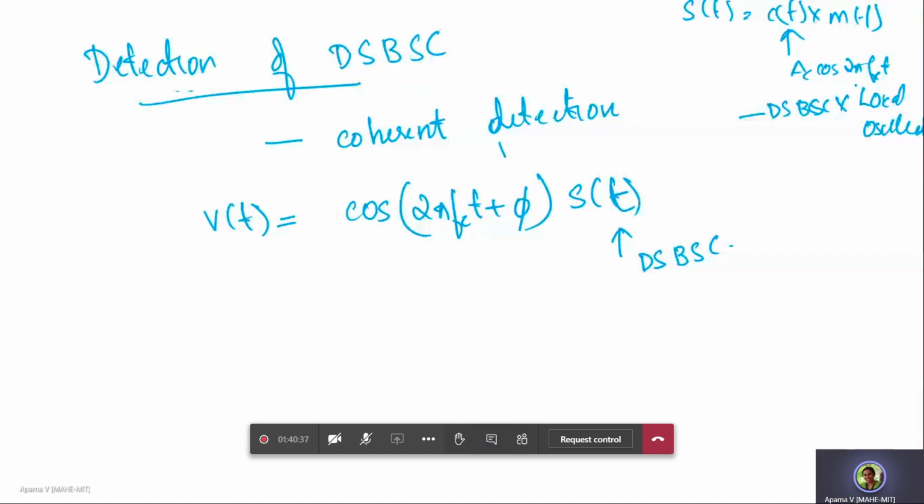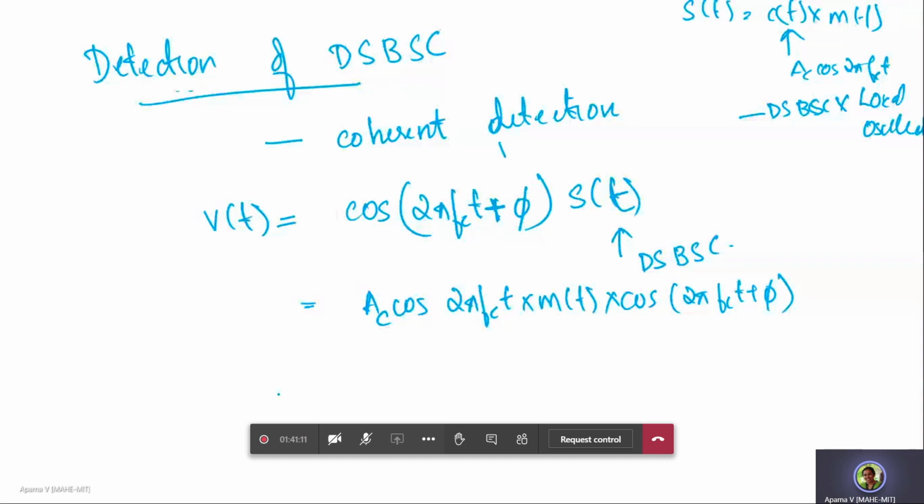If I am trying to multiply a phase shifted version of the carrier with my modulated signal s(t), what will be the result? It is Ac cos 2πfct into m(t) into cos(2πfct + φ).